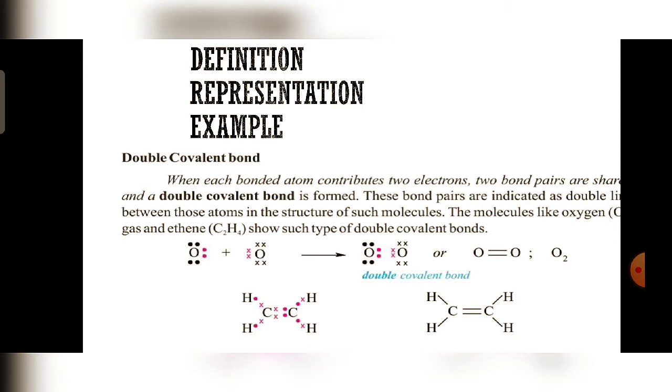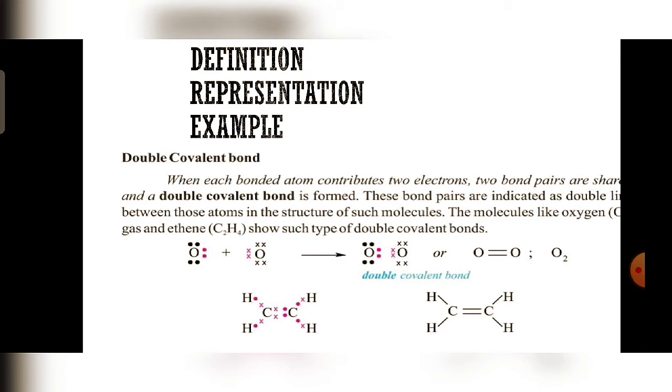So the first heading is the definition, same headings, representation. These bond pairs are indicated as a double line between those atoms in the structure of such molecules. The molecules like oxygen and ethane show such type of covalent bonds, and you can see here that oxygen belongs to group 6. It has 6 electrons in its outer shell, and it requires 2 electrons to complete its octet. That's why both oxygen atoms will share their two electrons, and they will form two bond pairs, and that's why they form a double covalent bond.